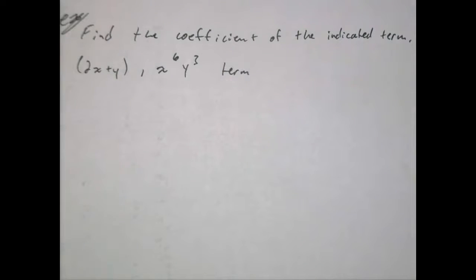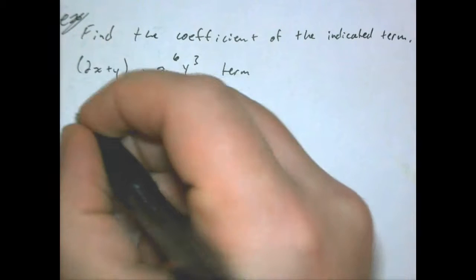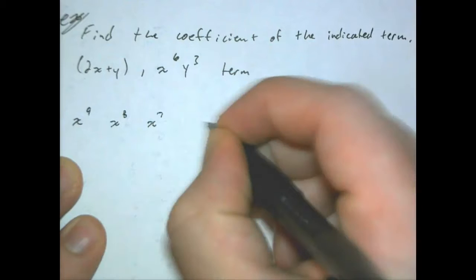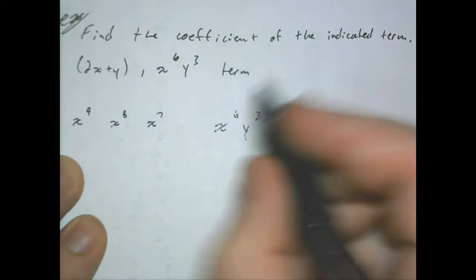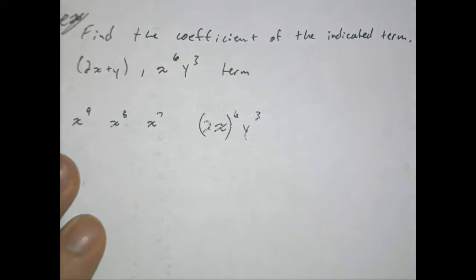Alright, in this example it is asking me to find the coefficient of the indicated term, so I'm not trying to expand the binomial completely, rather just find the coefficient of what I'm actually looking for. So this term, notice it is x to the 6th, y to the 3rd. Well, that means I must have gone down from x to the 9th, x to the 8th, x to the 7th, and I'm at the x to the 6th, y to the 3rd term. Notice, since it is 2x, I will have to put 2x to the 6th, y to the 3rd.